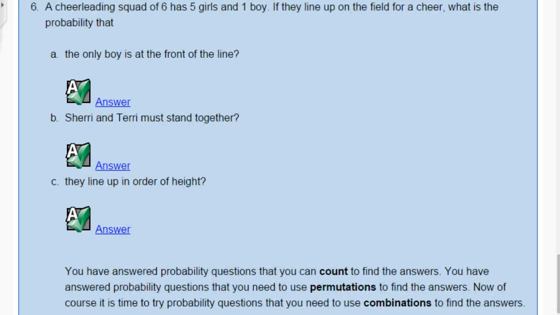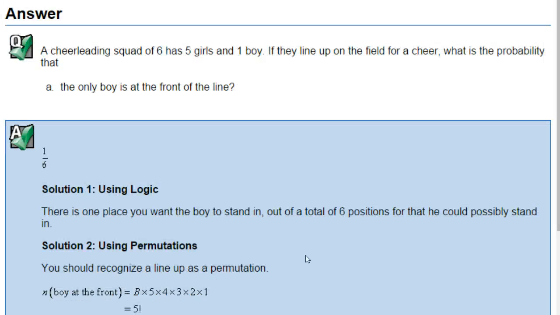So now let's look at a probability question that requires us to use combinations to find the answers. Well, in this case, we've got a cheerleading squad of 6. It has 5 girls and 1 boy. Now we're going to have a bunch of scenarios here where they line up on a field for a cheer, and what's the probability that, well, in the first case, the only boy is at the front of the line.